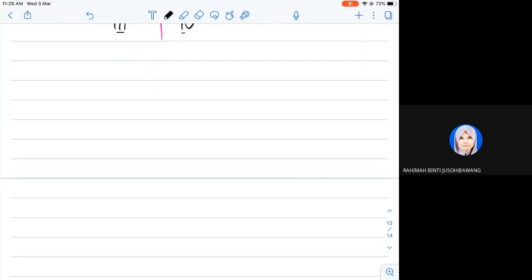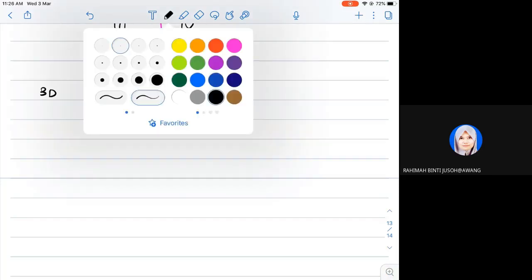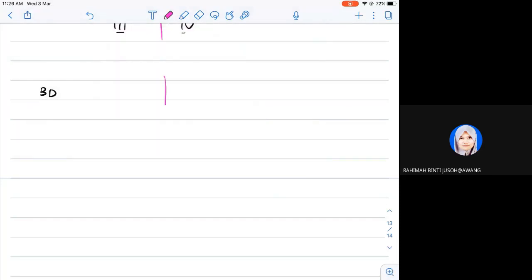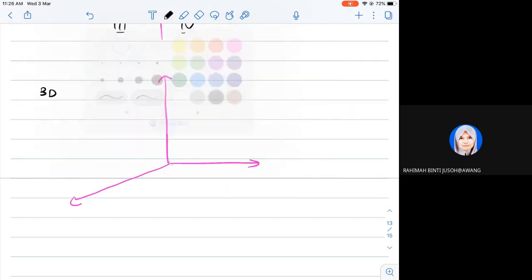Okay, so now we focus on 3D. 3 dimensions. We will have 3 axes. Kalau tadi 2 axes je, sekarang you all akan ada 3 axes. Okay, this is X axis, Y and Z.